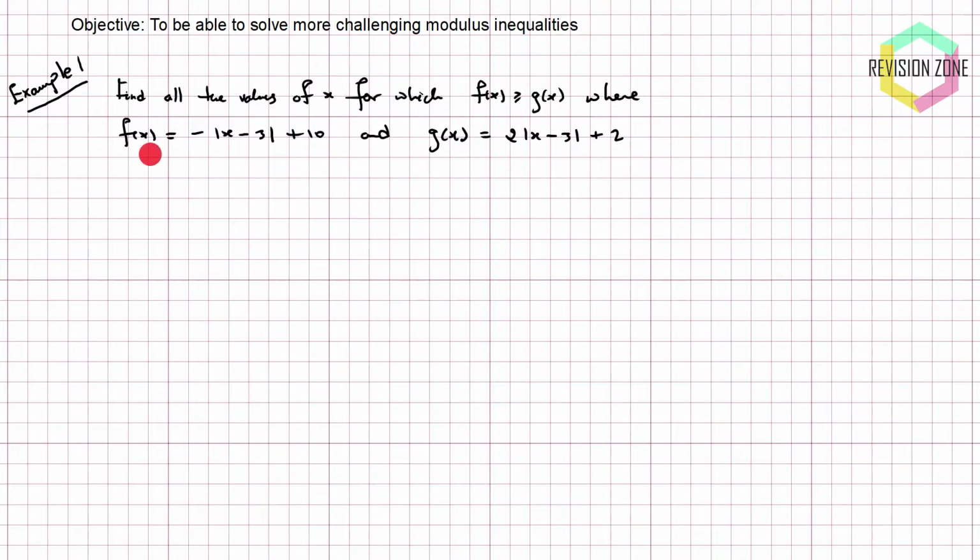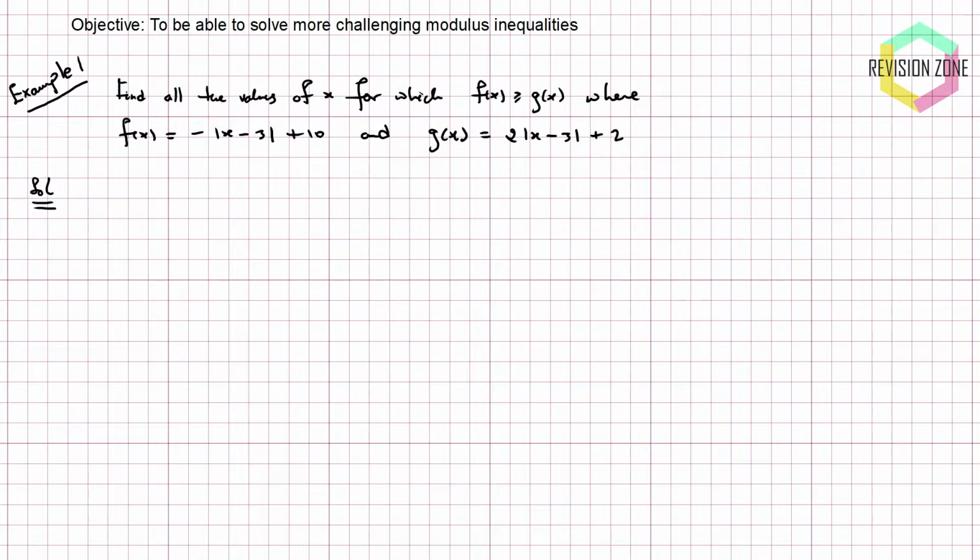And of course, the functions f and g are given, and they are indeed modulus functions, right? So I'm not going to talk too much about what the method for solving these things in general is. If that's what you're looking for, then please go back and take a look at the previous video. I'm just going to jump in and actually start to solve this.